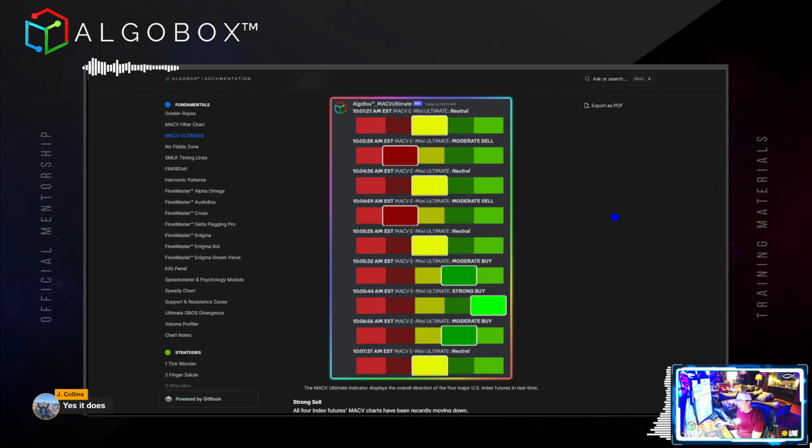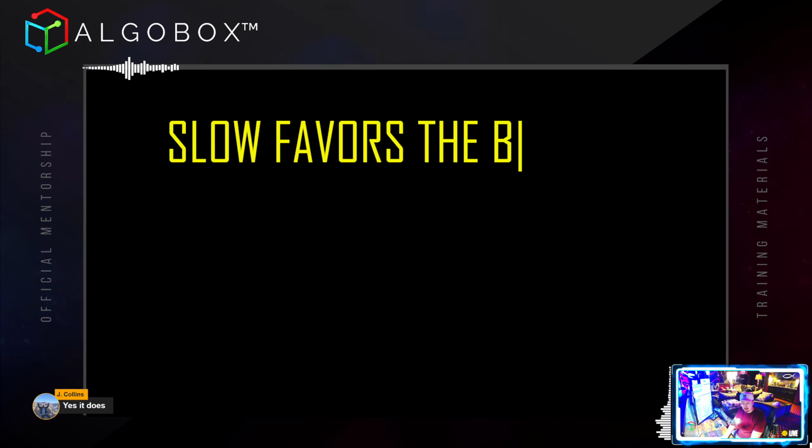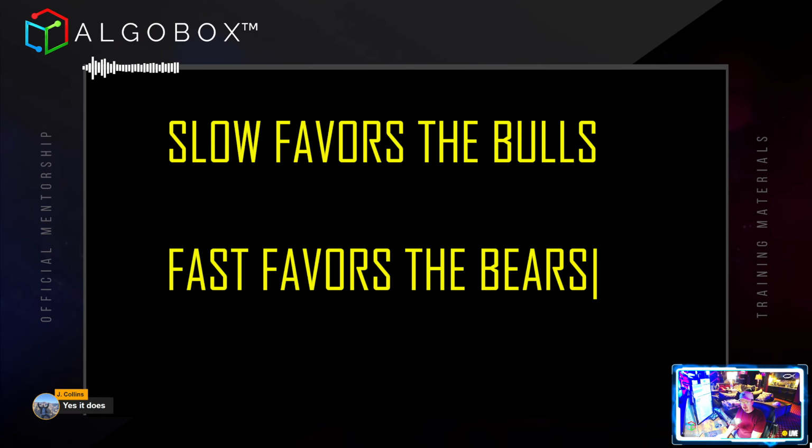I'm going to give you another key right now while we're here. If it's on my mind, I'm going to talk it to you. Here it is: slow favors the bulls. Just write it down for now. Put it in your notes for later. You'll know what I mean. Fast favors the bears. These are two little things that you'll hear me say on the regular.